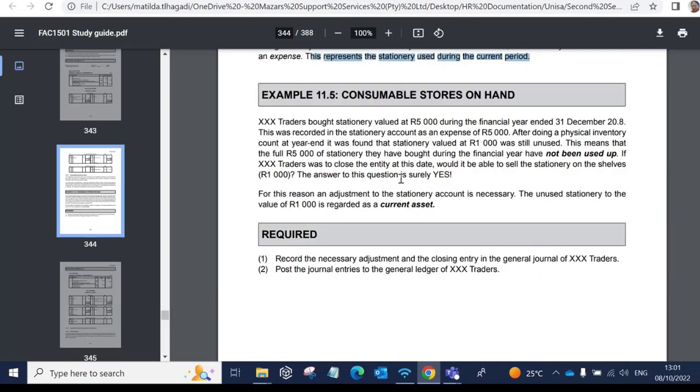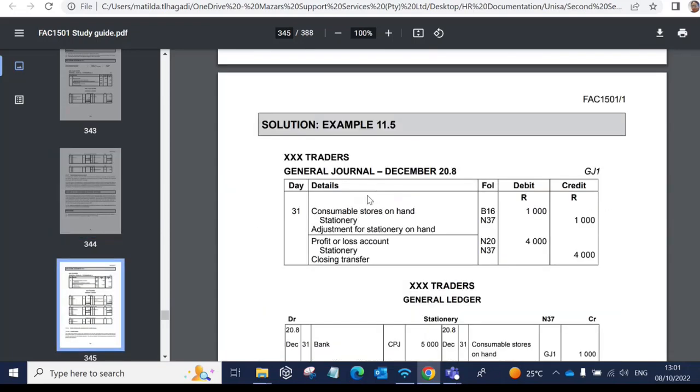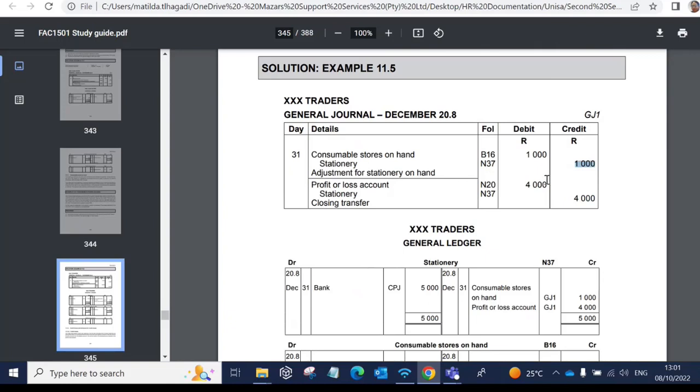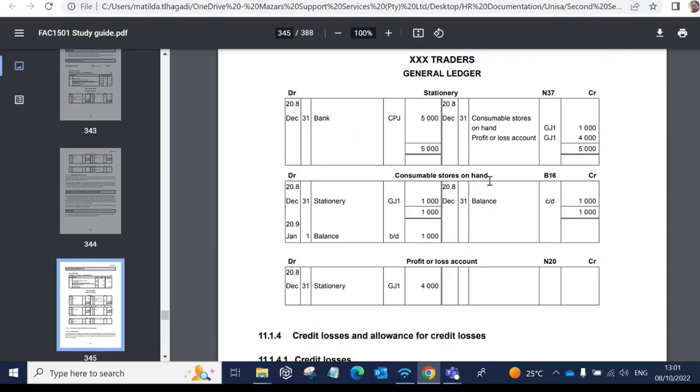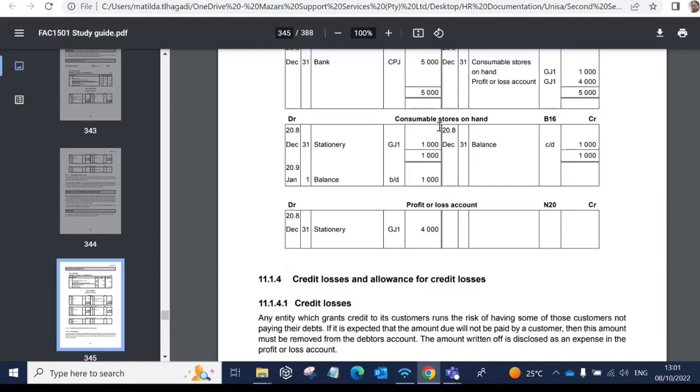So the unused stationery of the value of 1,000 is regarded as a current asset. So it's a consumable store on hand. So we will debit the 1,000 and credit stationery. So the stationery, which is an expense, is only the 4,000. So stationery, the 4,000 will be taken out to the profit and loss, and consumable stores on hand will be the 1,000.